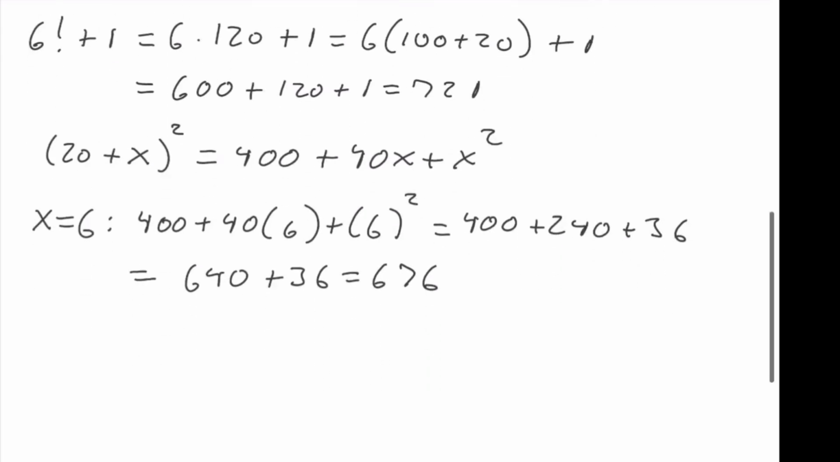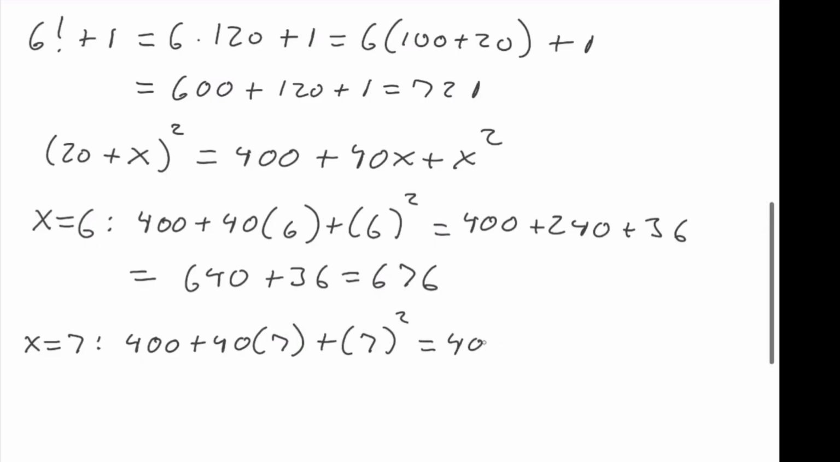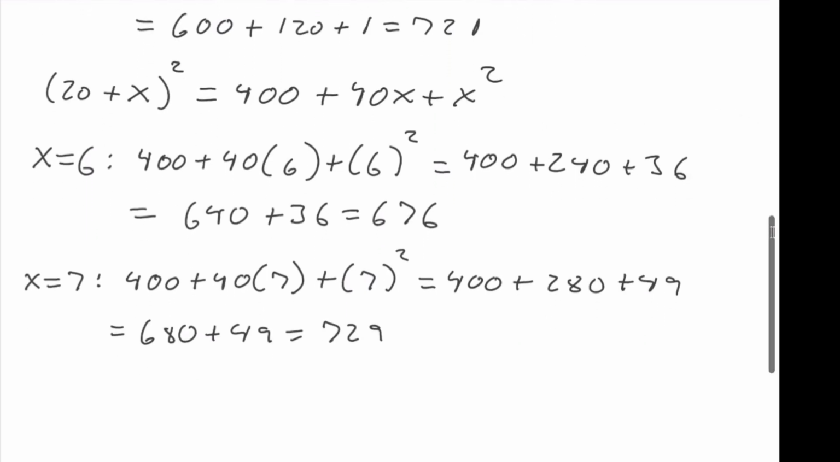So let's look at x equals 7. So that's 400 plus 40 times 7 plus 7 squared. That's 400 plus 280 plus 49, which is 680 plus 49, which is 729. Oh, just shy.